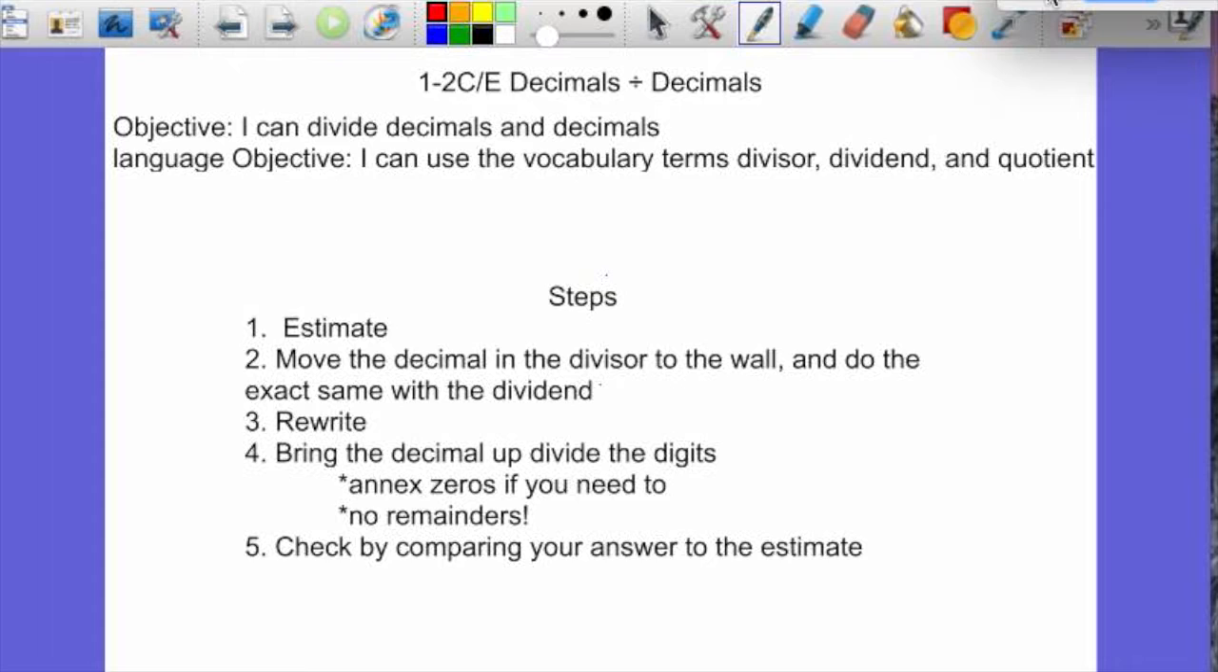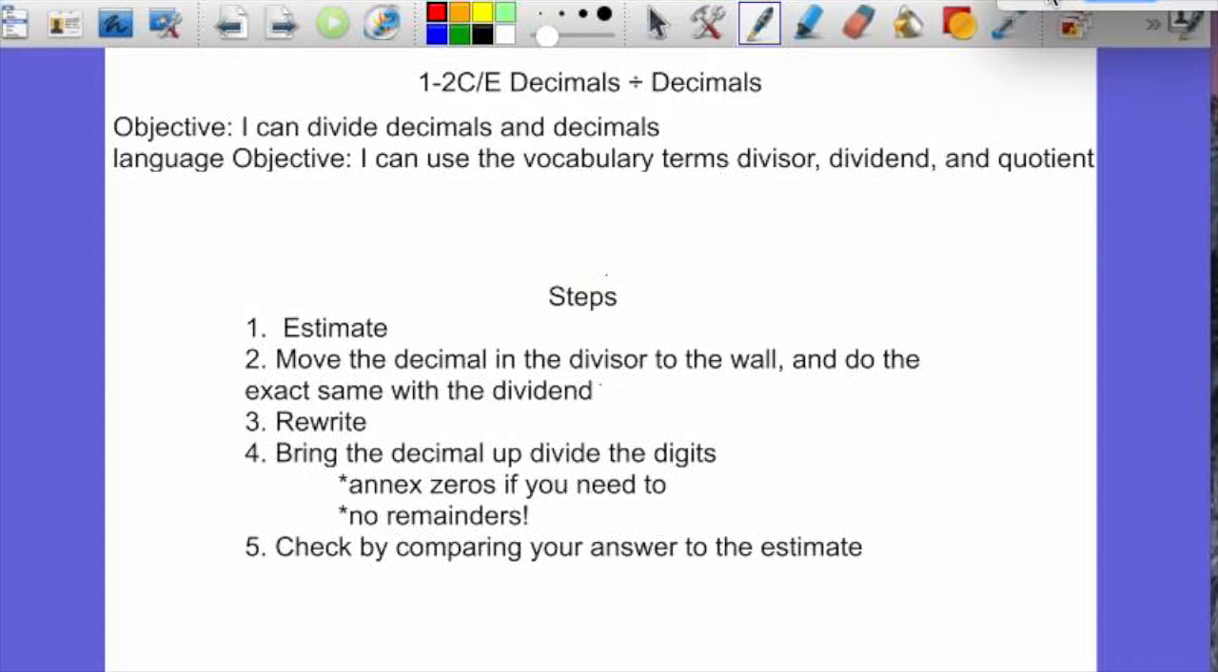Okay, so today we're going to work on just dividing decimals by decimals. The objectives are basically the same: divide decimals by decimals, and use the vocabulary terms divisor, dividend, and quotient. Last class we used some of the steps. Today we're going to use all of the steps.